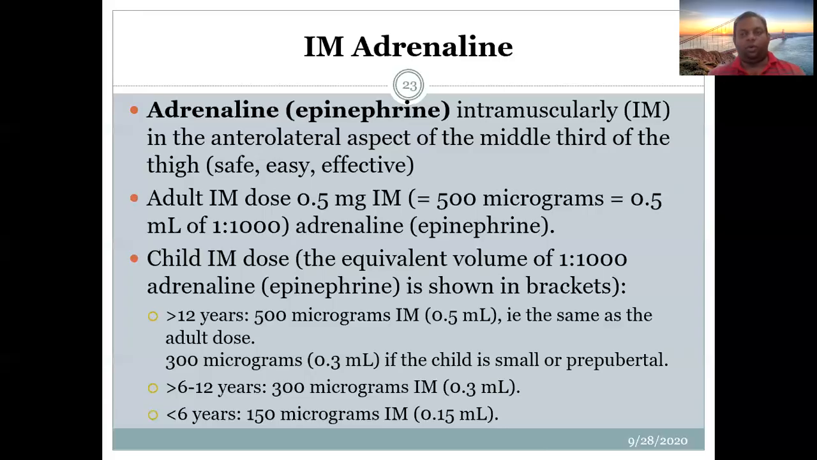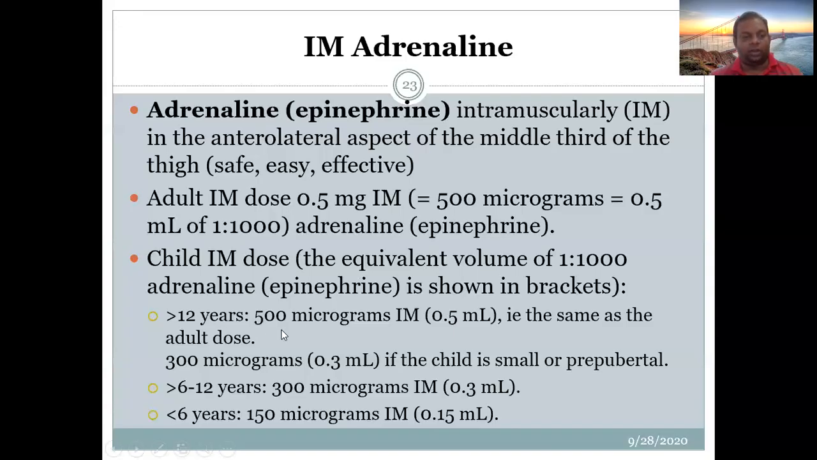But if the patient goes into shock, prior to all the therapeutic measures, we have to give intramuscular adrenaline. It is epinephrine, given IM, usually to the anterolateral aspect of the middle third of the thigh. Safe, easy, and effective. The adult dose is 0.5 milligram IM, that is 500 micrograms, or 0.5 milliliter of 1 in 1000 adrenaline. The child IM dose, with equal volume of 1 in 1000 adrenaline, is shown in brackets.